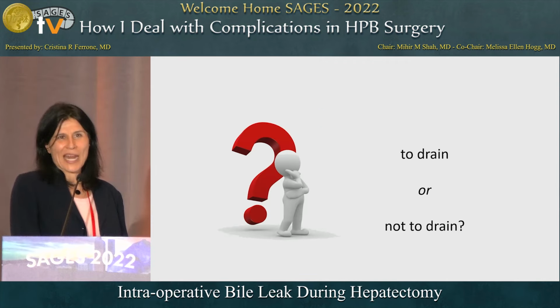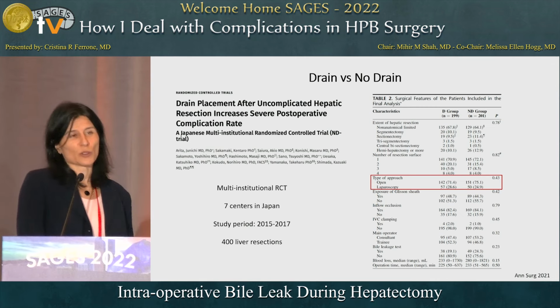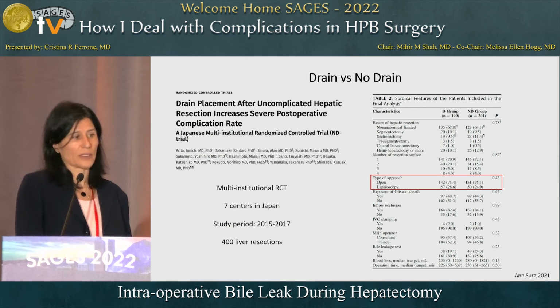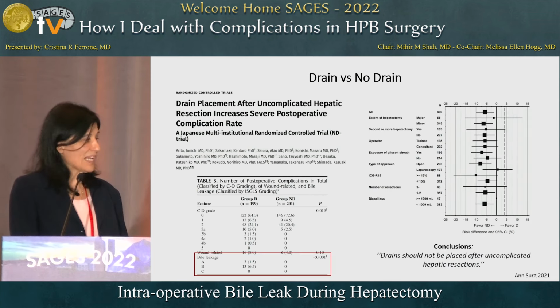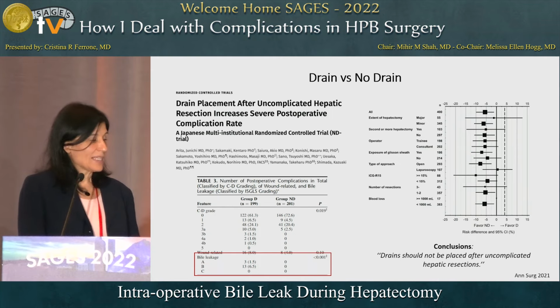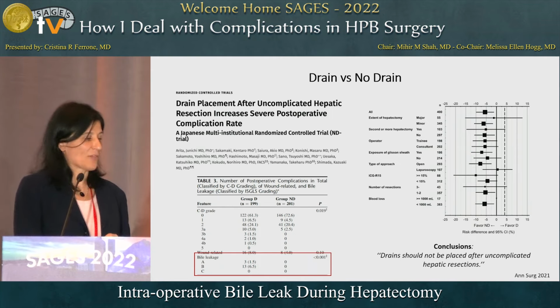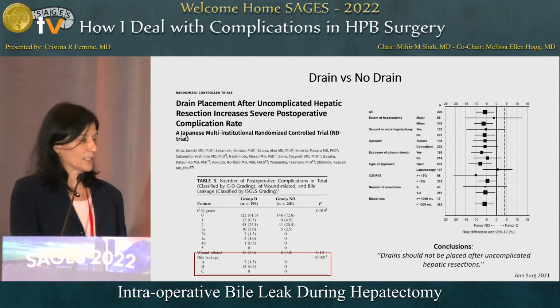And what about to drain or not to drain? So there's a nice multi-institutional randomized controlled trial from 7 Japanese centers, and they looked at over 400 liver resections, open and MIS. And you can see that there was no benefit to placing drains after uncomplicated hepatic resections. So I think that if you do not see a bile leak and you have a straightforward hepatic resection, there really is no role for placing a drain.